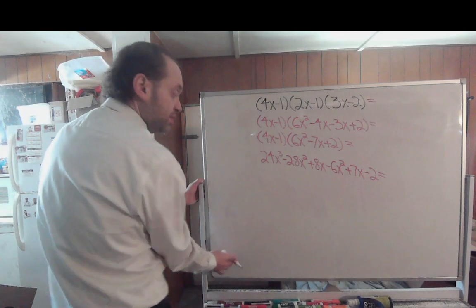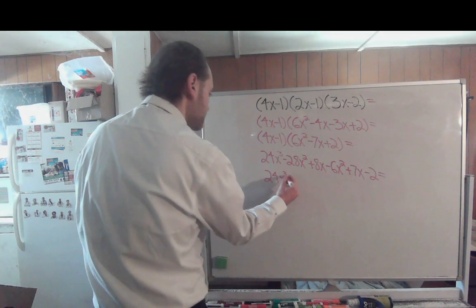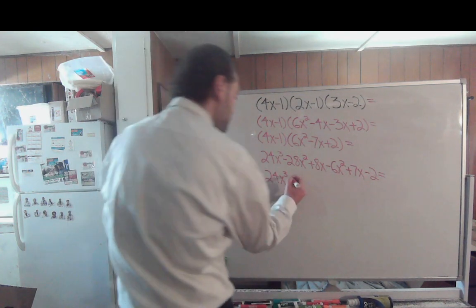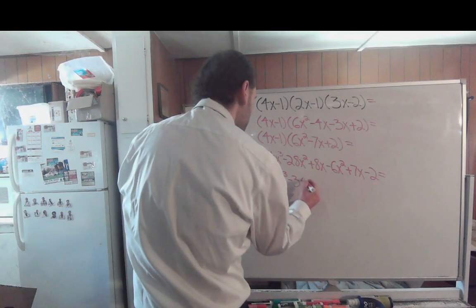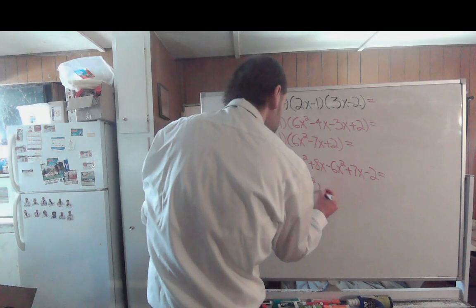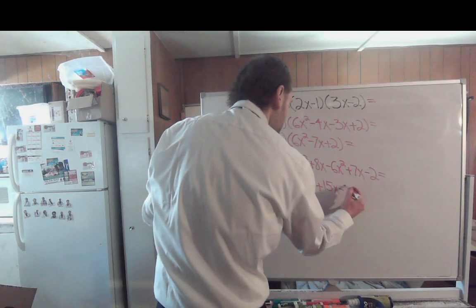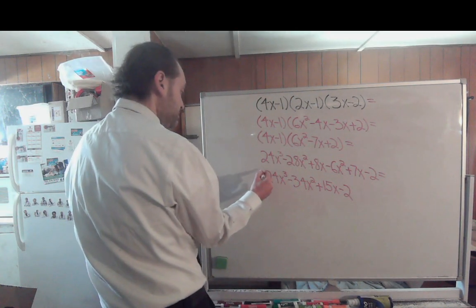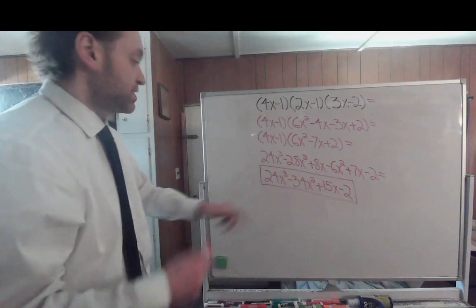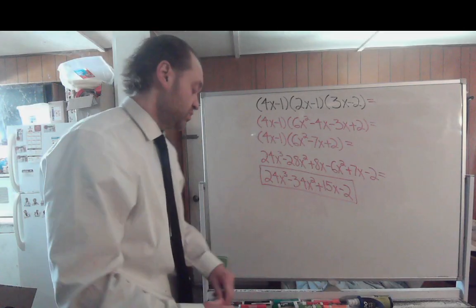Now we'll go through and simplify. You'll still keep your 24x to the third since it's the only x to the third term. Negative 28x squared minus 6x squared becomes minus 34x squared. Then 8x plus 7x, that'd be plus 15x. Then you just have a minus 2. Real easy. So it would simplify into 24x to the third minus 34x squared plus 15x minus 2.